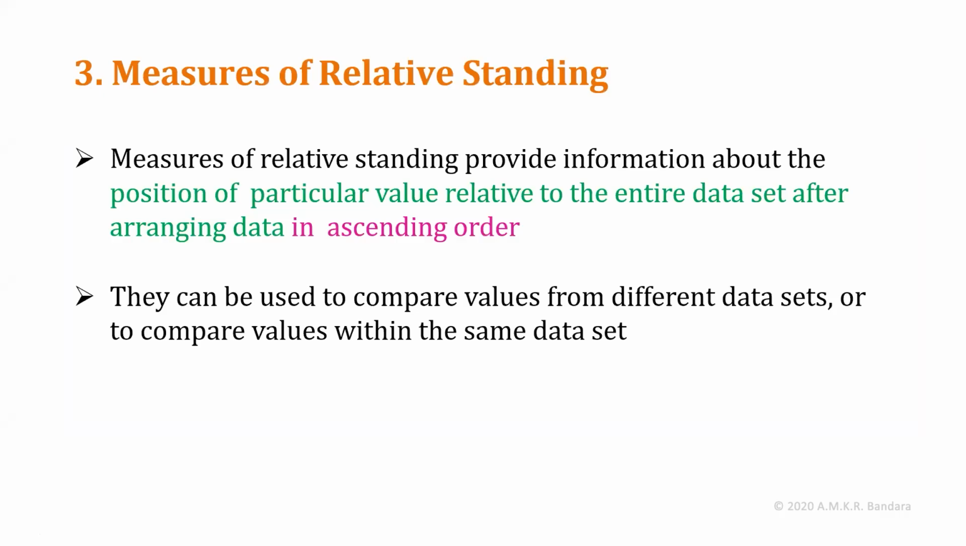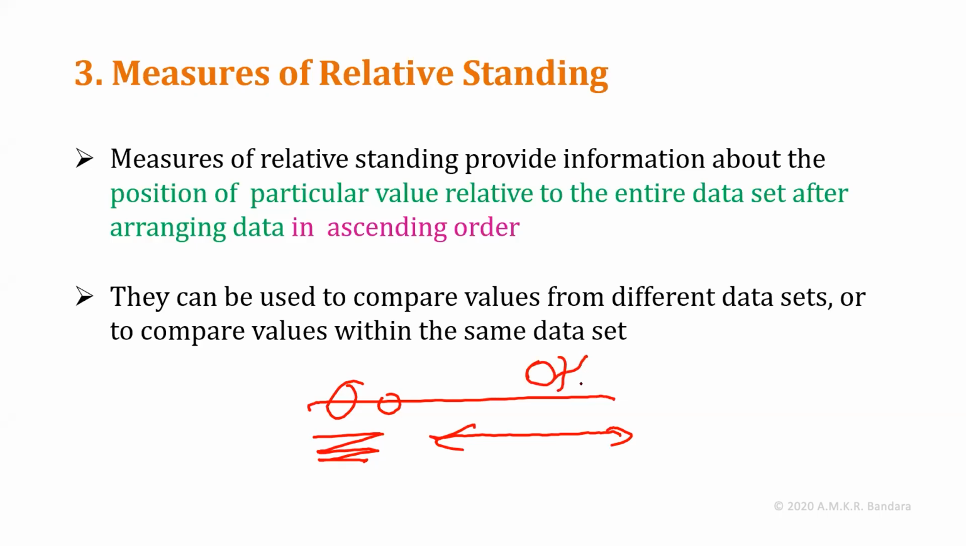Here we describe the location of data points in the data set relative to other values in the data set. Relative to other values in the data set, we give the relative position. This is sometimes important for decision making.